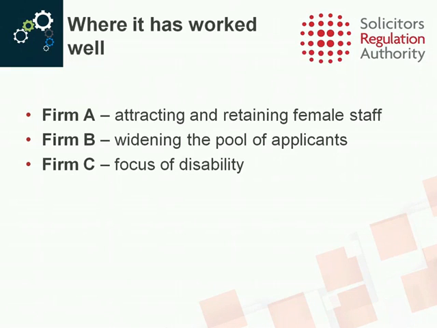Firm B used their data to identify underrepresentation within the firm in terms of disability, ethnicity, and social mobility. And they now reserve 2 spaces on their student vacation scheme for applicants with disabilities, and a further 2 spaces for applicants from a BME background. These students are guaranteed an interview for a trainee solicitor position with the firm. They also work closely with local colleges and business schools to broaden their pool of applicants.